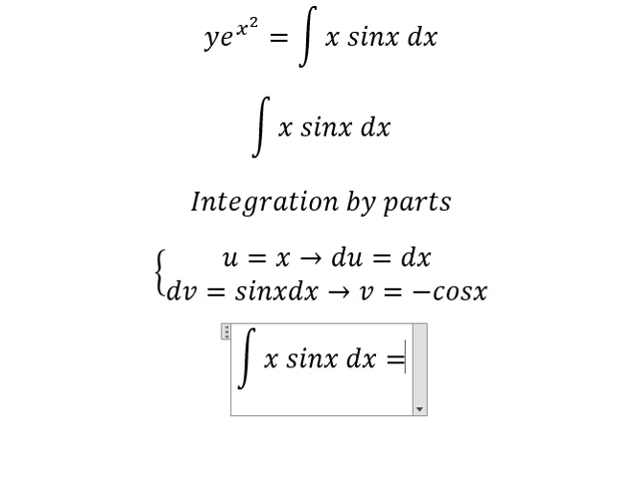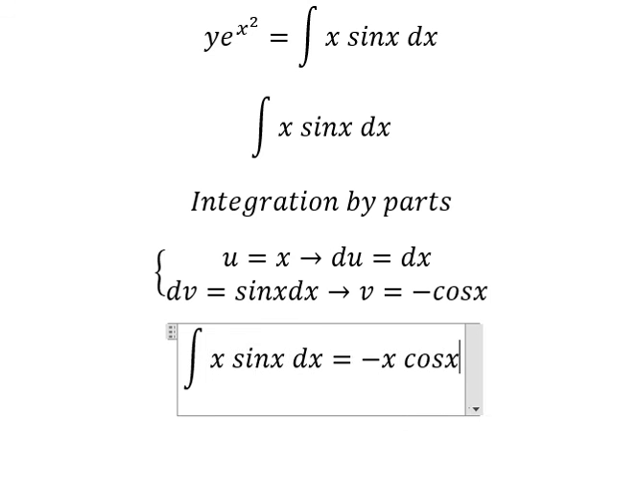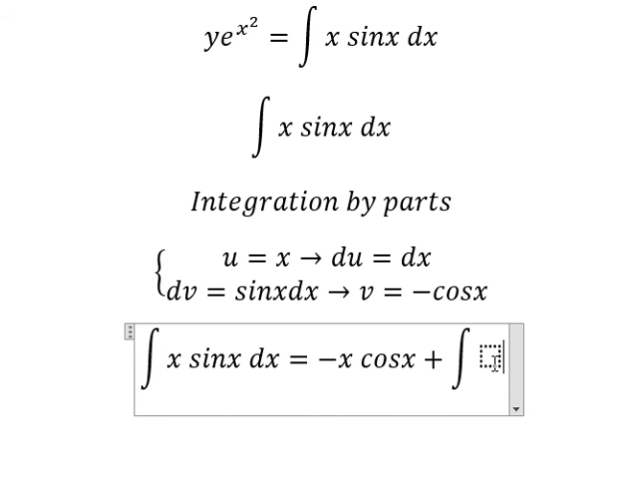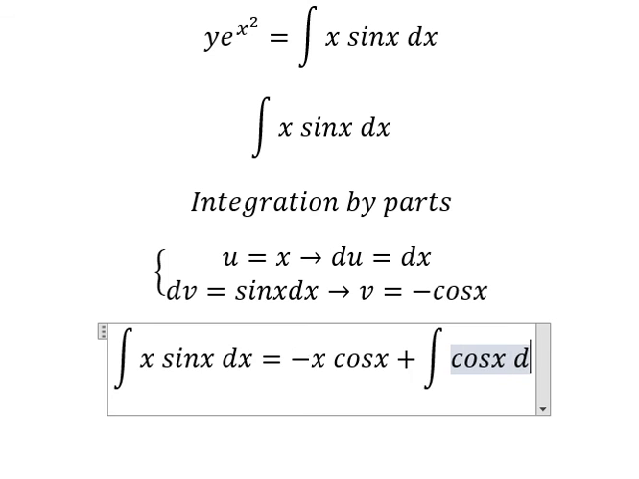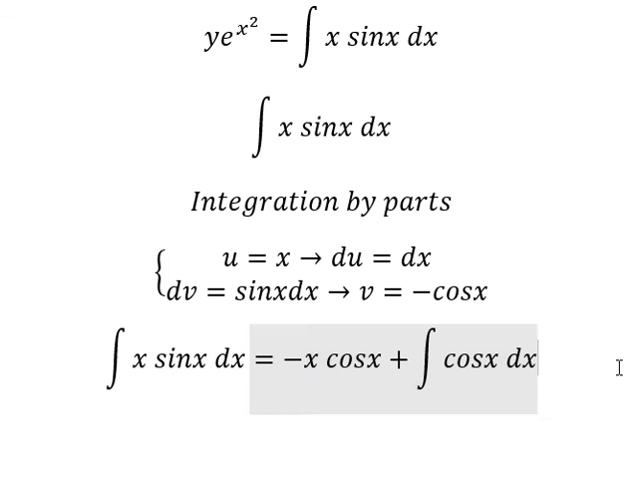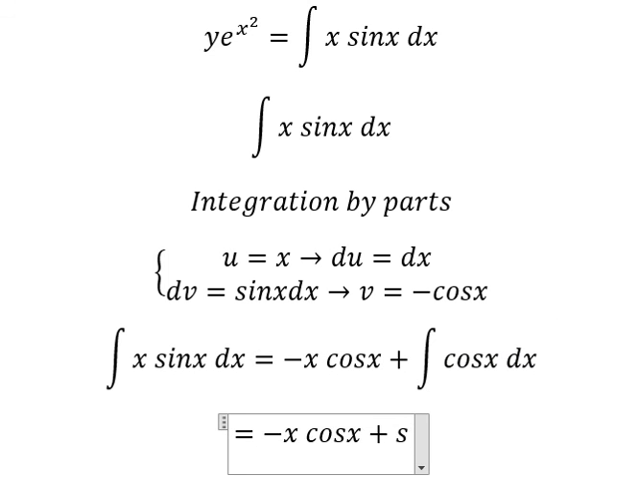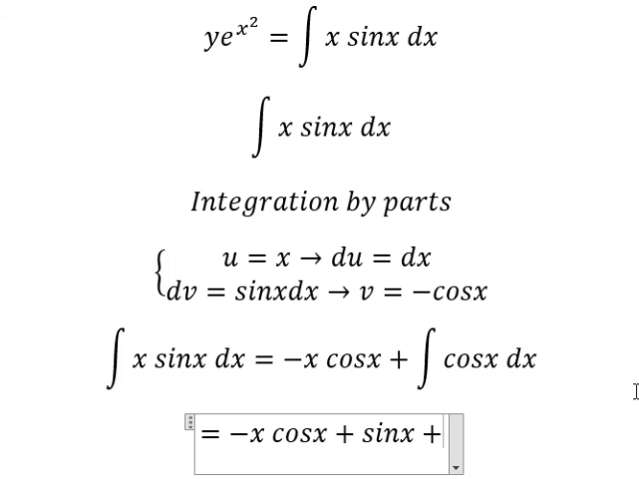So we have u multiplied by v minus du multiplied by v, negative and negative, we have positive. And now we have the integration of cosine s ds. The integration of cosine s, we have sine s, and I will put c.